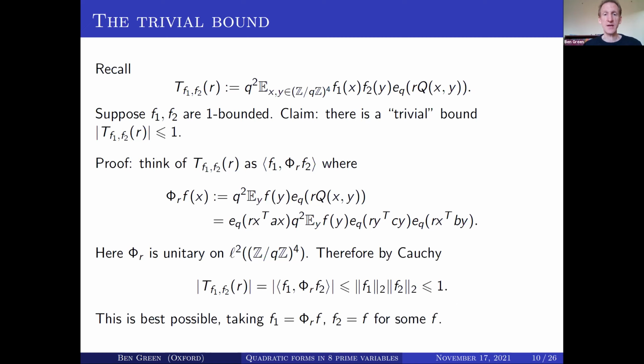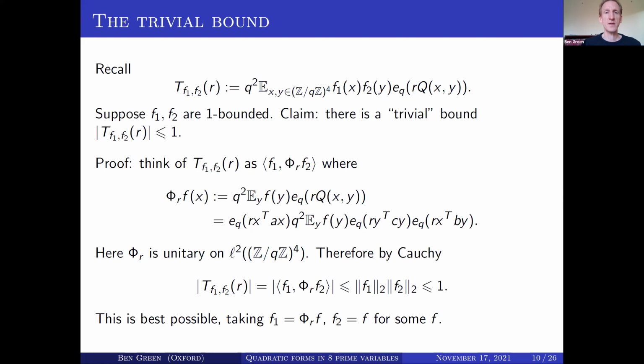Moreover, this trivial bound is best possible in general because I could take f2 to be some function f, and then f1 to be phi of that function f. And what I'll get is then just phi of f inner product phi of f, which is the L2 norm of f, which could very well be just equal to 1. So we've got this trivial bound, and it's also sort of trivially the best possible bound.